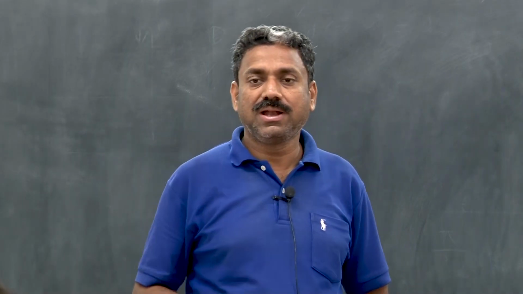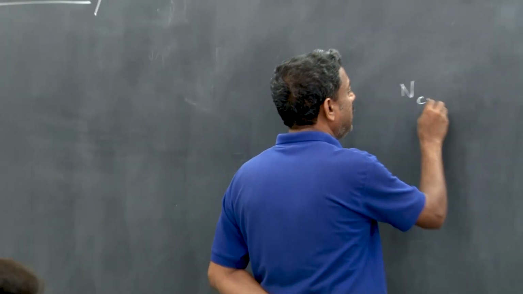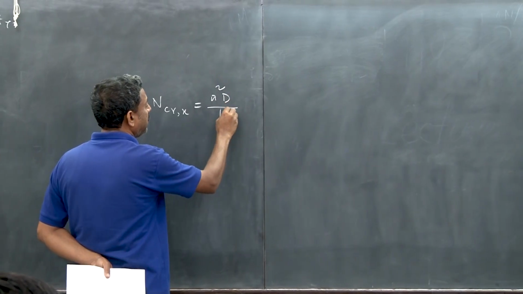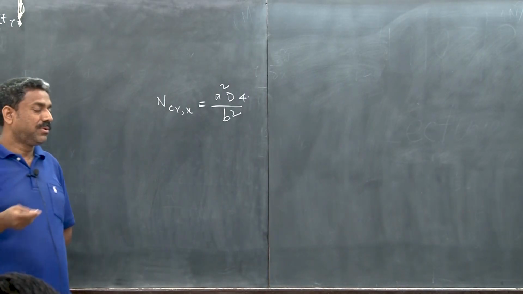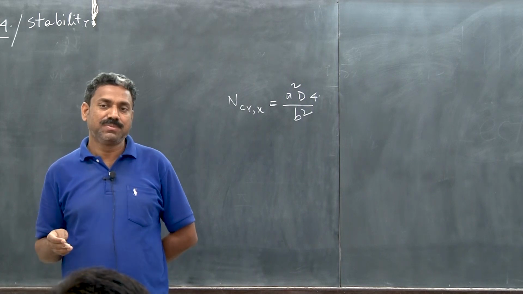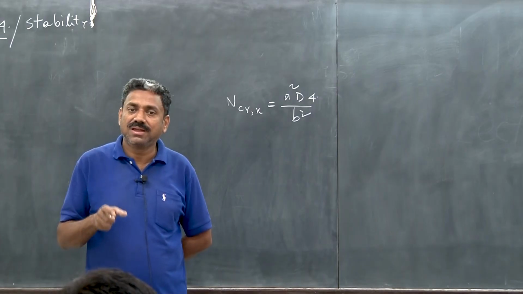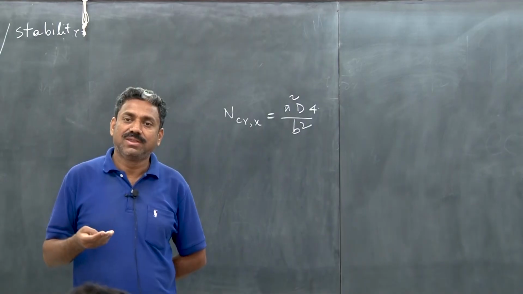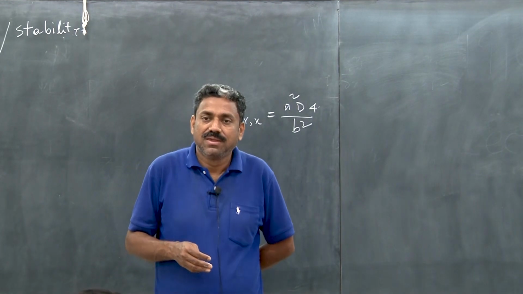And the minimum critical load, if you can recall, N critical along x was k pi square D by b square, and k was 4, I think. So as we are changing the a by b ratio, when a by b appears as an integer, that means it can form perfect squares, then the critical load attains a minimum. Otherwise, there is a little increase on both sides, whether a by b is less than some integer or greater than some particular integer.